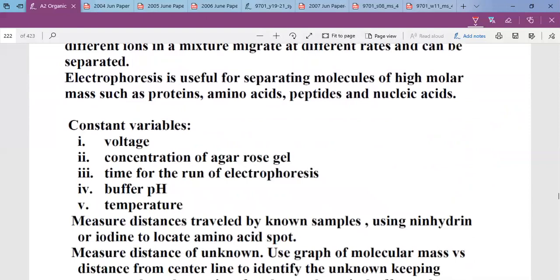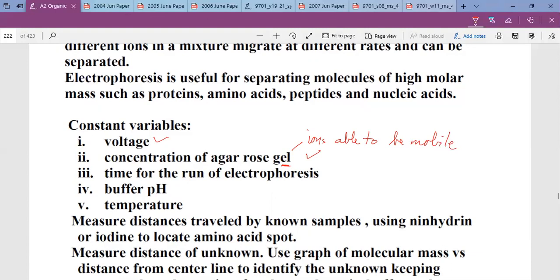Voltage, concentration of agar. Instead of using filter paper, you use agarose gel. Why agarose gel? Gel means it's semi-solid, like a liquid, which means the ions can move. Ions are able to be mobile. You want them to move in order to separate them.